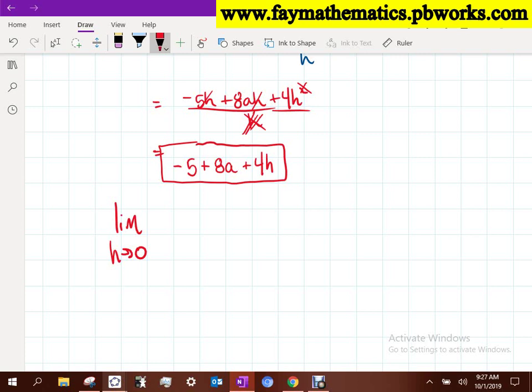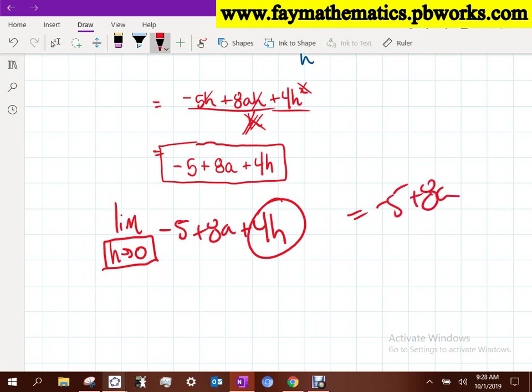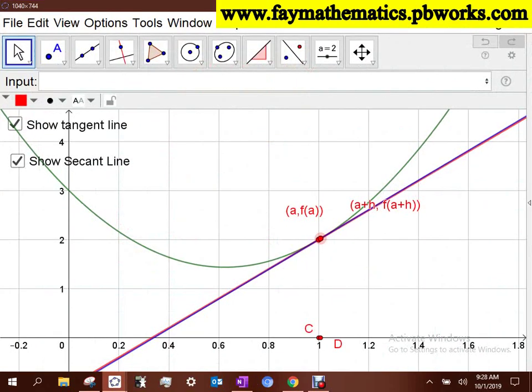So as that distance is getting closer and closer to 0, we ask ourselves this question. What does 8a plus 4h look like? Basically the idea of a limit is, what is the y value when h is getting really, really close to 0? Well, if h is really, really close to 0, this thing pretty much goes to 0, right? So I'm left with negative 5 plus 8a, or 8a minus 5, however you want to write it. Okay, so remember what a was. A, lowercase a, was the x value for that point there, right?